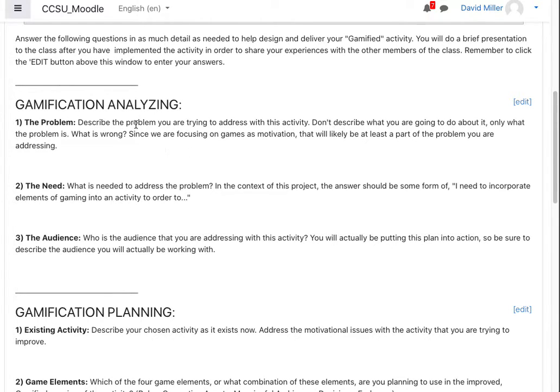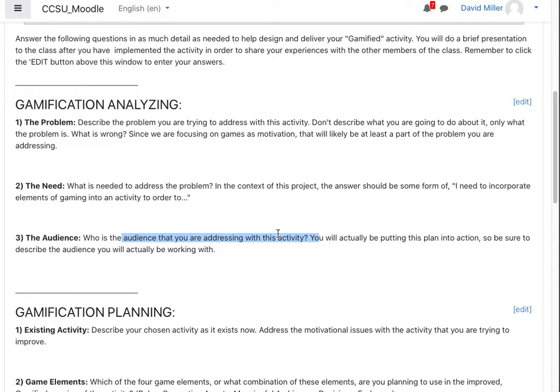So what are you trying to solve with this gamification process? What's the problem? Since we are focusing on gaming and motivation, probably your problem is going to be some version of this: this group of people, or me, or whoever, is not generally motivated to do this particular thing, and I need to increase the motivation for that particular thing. So what's the need? You're going to be incorporating some elements of gaming, and that's going to depend on what your plan is. And also a little bit just about your audience.